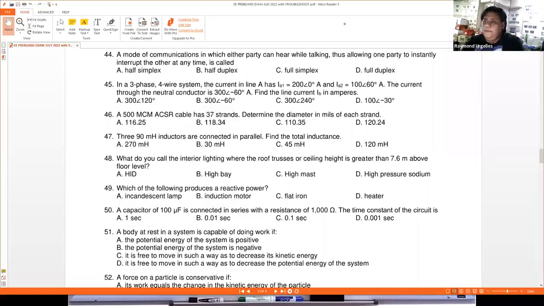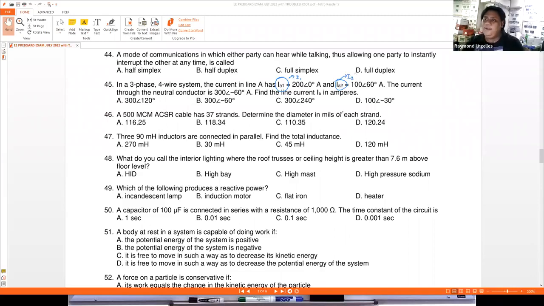Number 45. We are given the positive sequence and negative sequence. Remember from our lecture, IA1 and IA2 are our references. So this is already our I1, and this is already our I2.